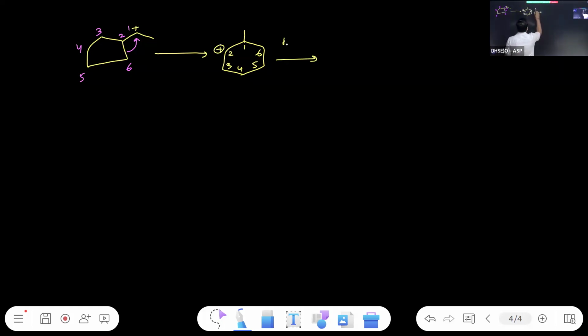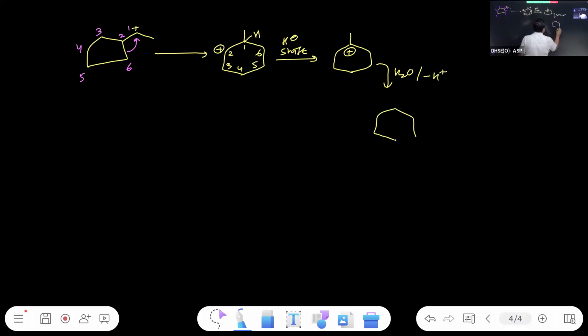Next, hydride shift. Why? Because after hydride shift, secondary carbocation becomes tertiary carbocation. Okay, clear? Then water and minus H plus. So this is the final product. Quickly note down, friends. This is the first case, that is hydration of alkene.